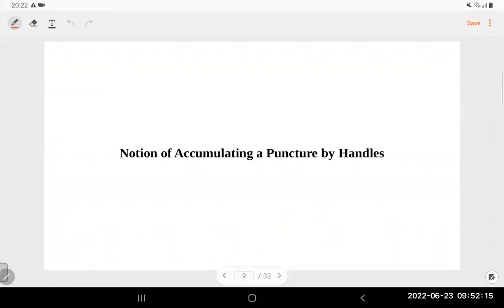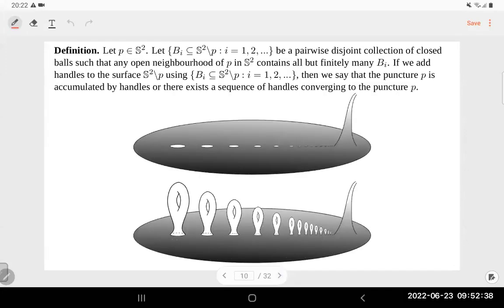What you just notice here is that I am considering every time finitely many handles. The number of handles is exactly finite. It may be 0, it may be 1, 2, 3, but it can't be infinite. So if I want to add infinitely many handles to a surface, how do I do that? So here is the notion of accumulating a puncture by handles.